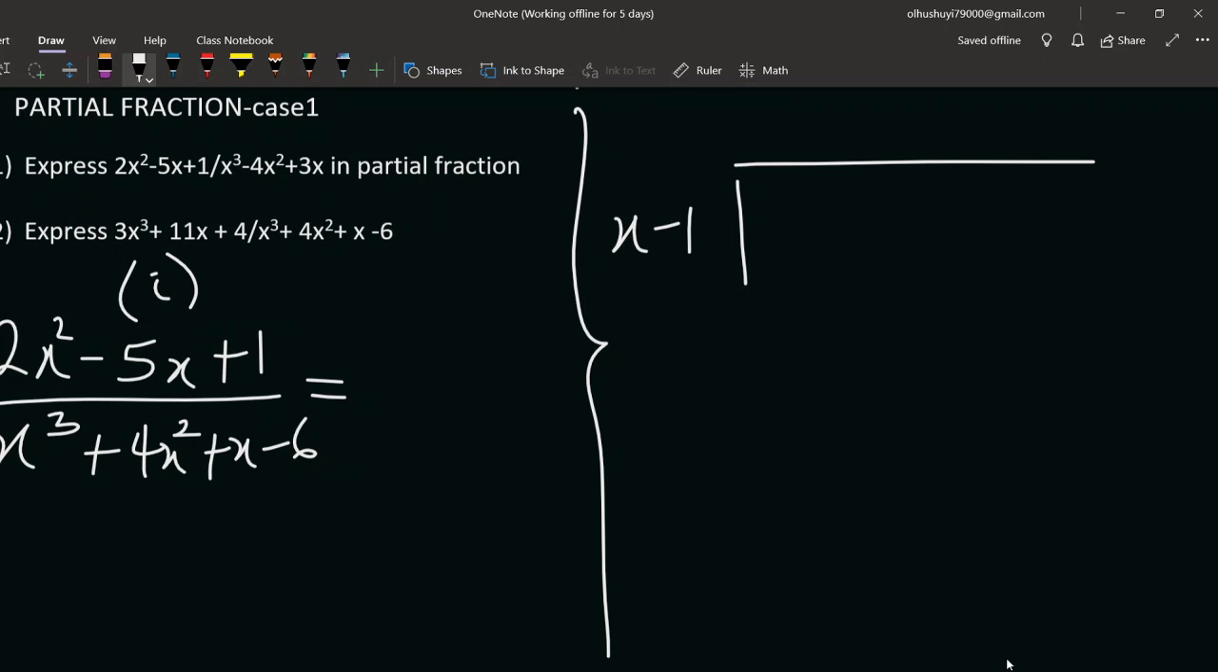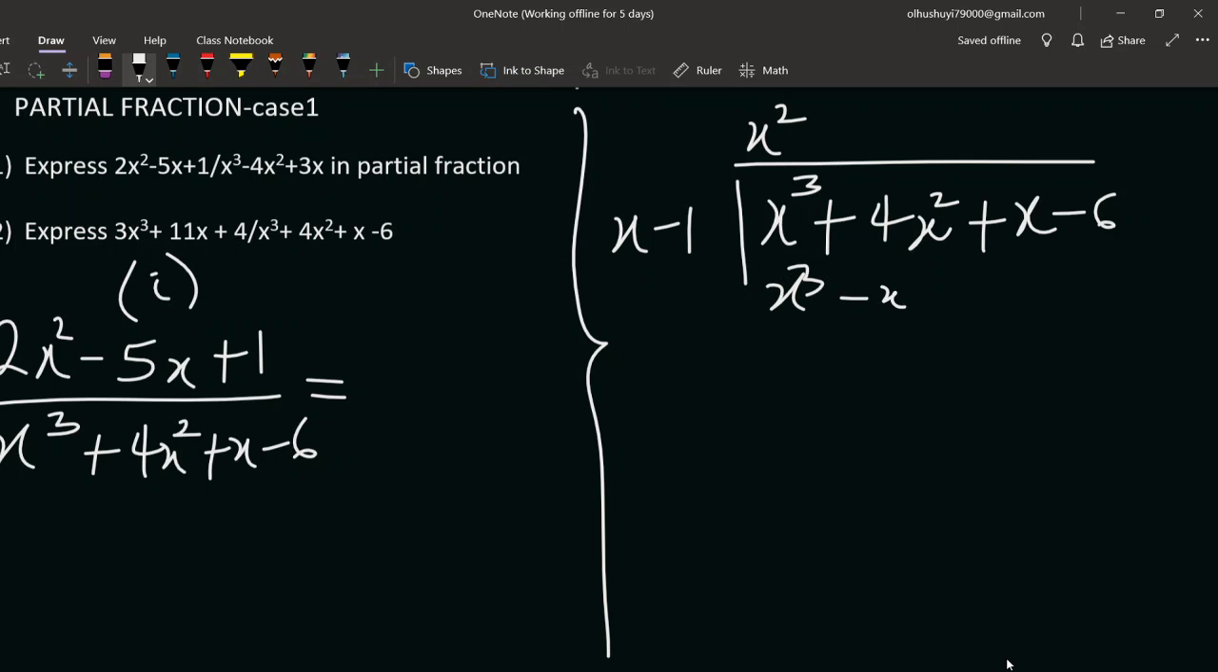x minus 1. So here we have x raised to the power of 3 plus 4x squared plus x minus 6. x in x cubed, that is x squared. Then x squared times x, we have x cubed. x squared times minus 1, that will be minus x squared. You subtract the two, this is gone. 4x squared minus x squared, that should be plus 5x squared.